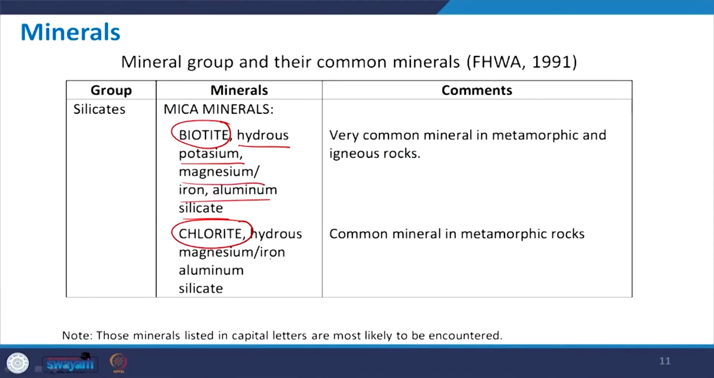Hydrous magnesium, iron, aluminum, silicate. This is common in the case of metamorphic rock. So, you see all these minerals are typical characteristics of different types of rocks. When we have to identify the various types of rock, first we need to study their mineralogical composition, and accordingly we can decide which type of rock it is.